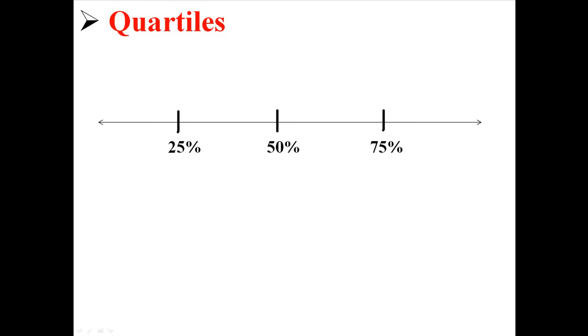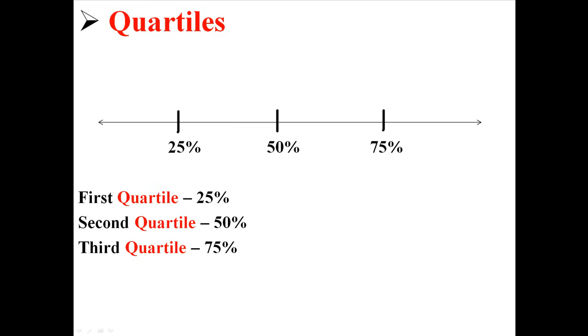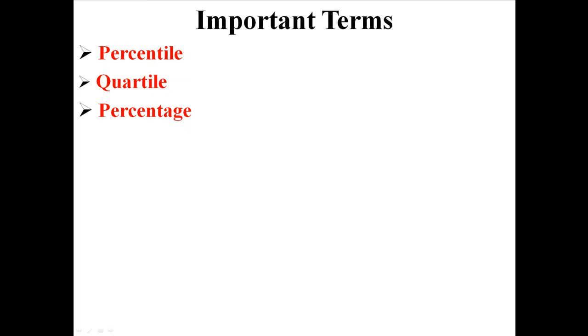Now one more quick thing, quartiles is pretty simple. Imagine you have your data organized into a line like this. 25% represents the first quartile, 50% represents the second quartile, and 75% represents the third quartile. So if anyone is talking about quartiles, that's really what they're talking about. They're just talking about these 3 different percentile rankings. And that's it for this lecture. Understand what percentiles are, what quartiles are, and what percentages are.